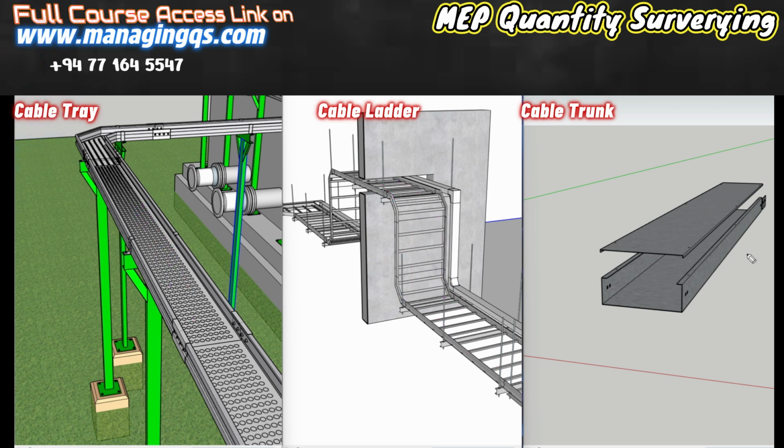The fourth one is cable visibility. On top of the cable tray, we can easily see all the cables installed inside it. We can also easily identify cables on the cable ladder, but it is a little more difficult to see which cables are installed inside the cable trunk. So visibility-wise we can divide them like this.